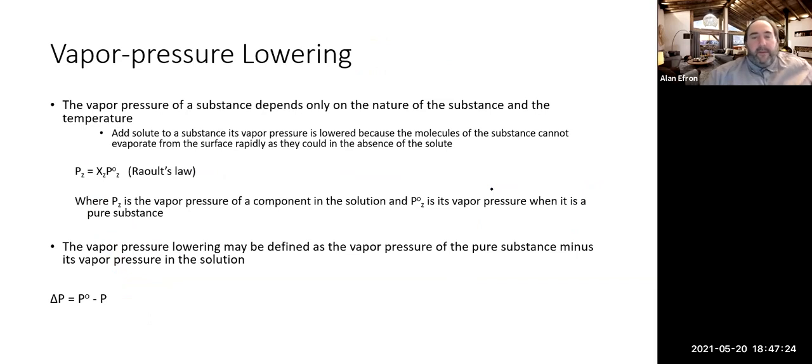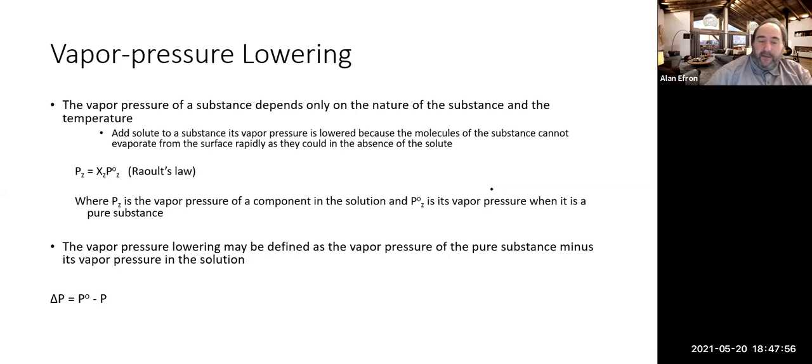So let's talk about some of the effects of having these particles floating around in a solution versus the pure solvent. One such process where we see an effect is what's known as vapor pressure lowering. So much as the name implies, we actually get the vapor pressure to come down in the solution versus the pure solvent.